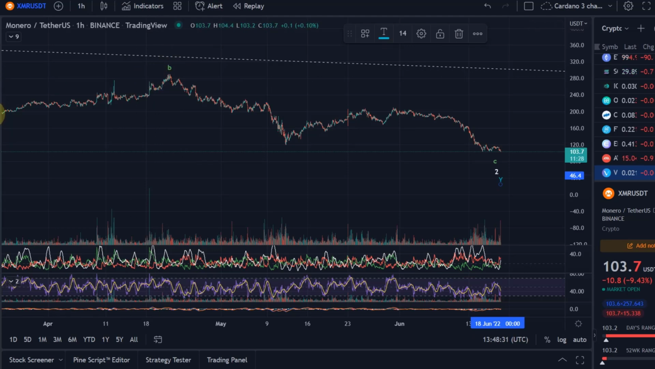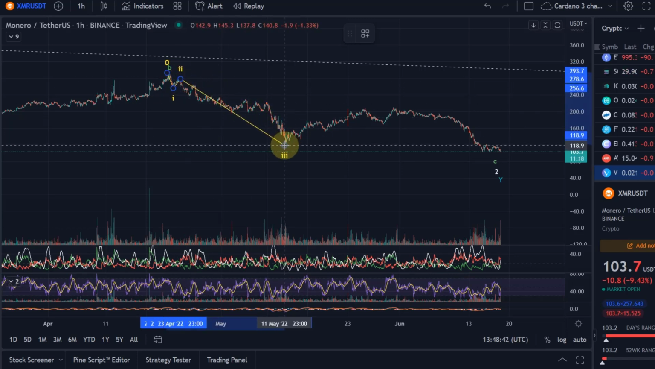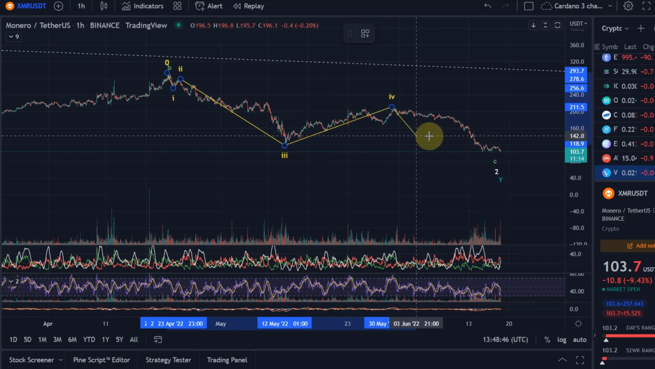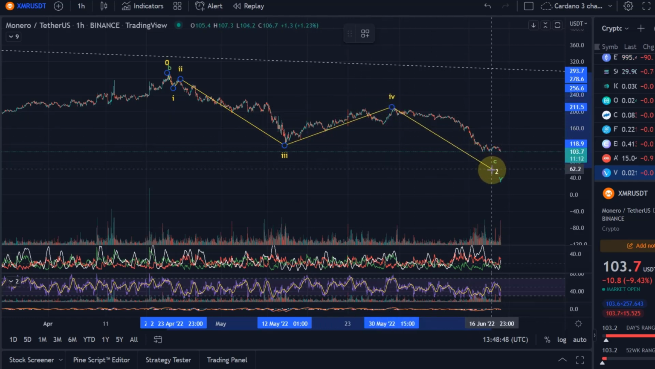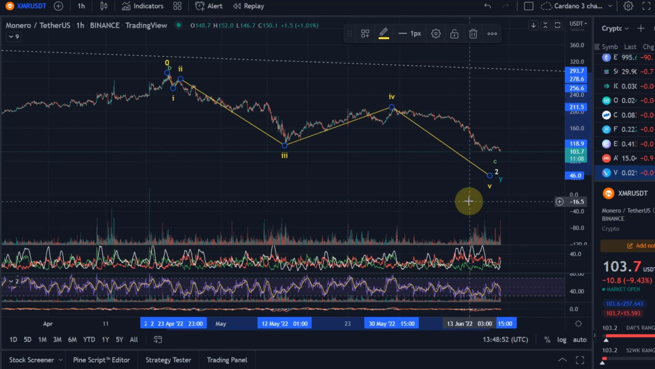I had a brief look before the video, so I'll just label that quickly, because what we're looking at here is a similar structure as we have with many other coins. So we came down in wave 1, moved up in a wave 2. All of this was an extended wave 3 to the downside, in my opinion. We then moved up in a wave 4, and we're now in this wave 5 down.